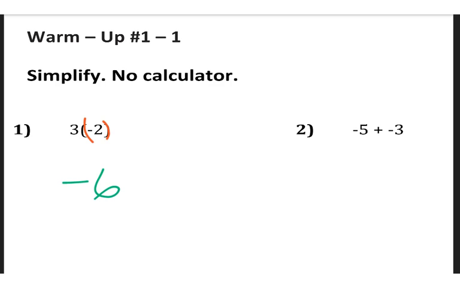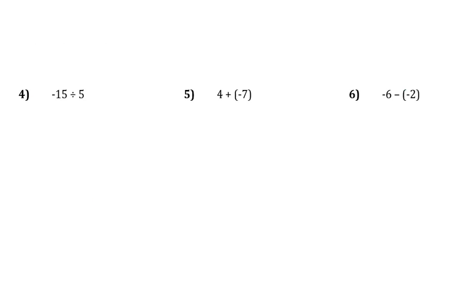Okay, -5 and -3. So if I have 5 negatives and 3 negatives, what do I have? I have 8 negatives, so it's -8. It's like if you lose $5 and you lose $3, you have lost $8. Okay, next, number 4. I've got a negative divided by a positive, and so my answer is going to be negative, and 15 divided by 5.